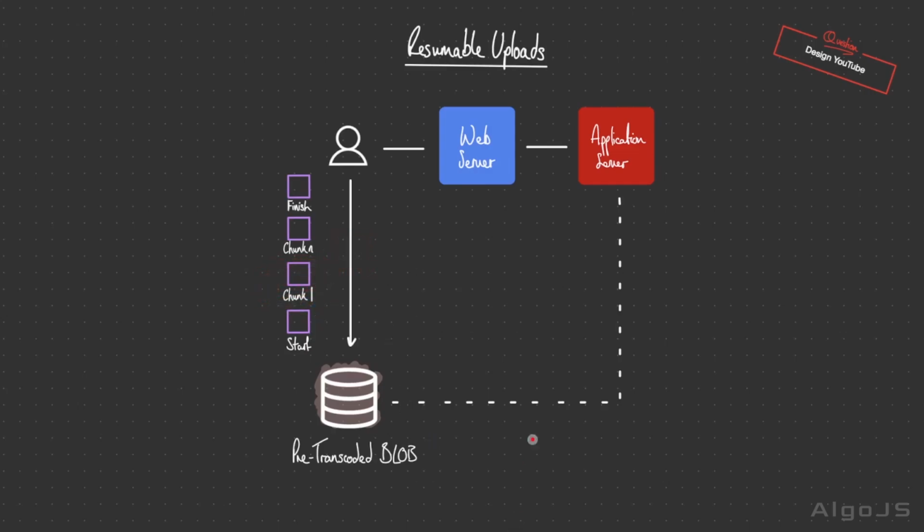So let's say the client manages to upload chunk 1, and then there is a network failure. When the client decides to resume the uploads, it sends a request with the unique identifier and information about the last successful upload chunk. It goes to the application server. The server identifies that the pre-transcoded blob has received chunk 1, and then it asks the client to resume from chunk 2, or chunk N here. So the client resumes from here, processes it, and then the final chunk. This way, even if the upload was paused or interrupted, the client and server can coordinate based on the unique identifier and the last successfully received chunk information, ensuring a smooth and efficient upload process.